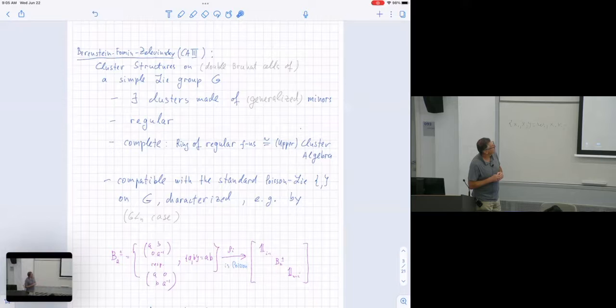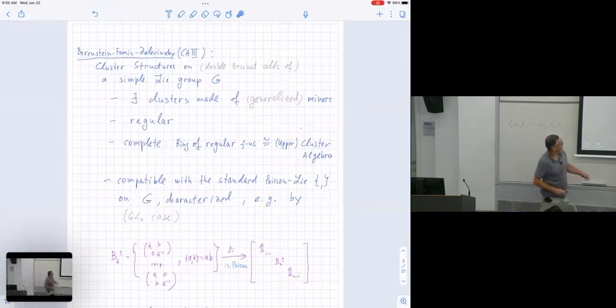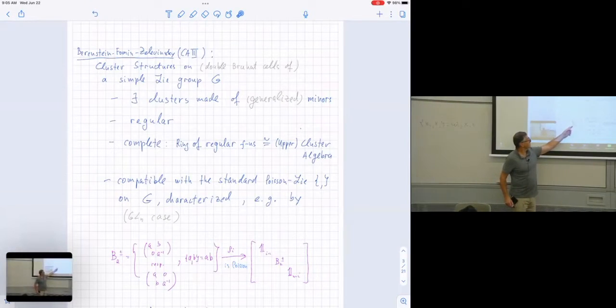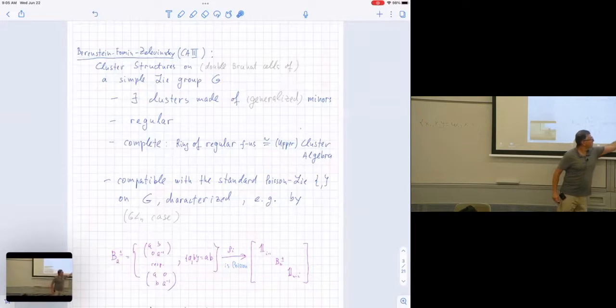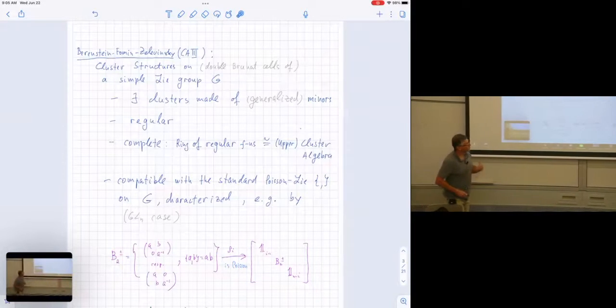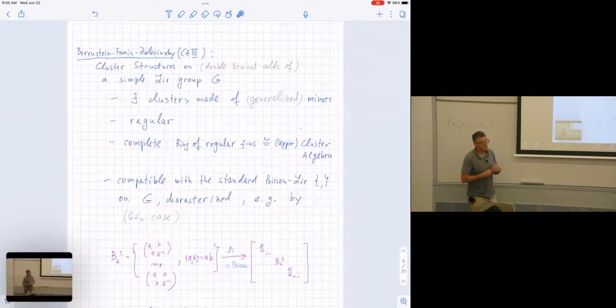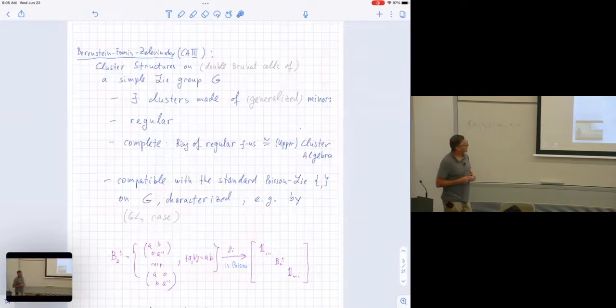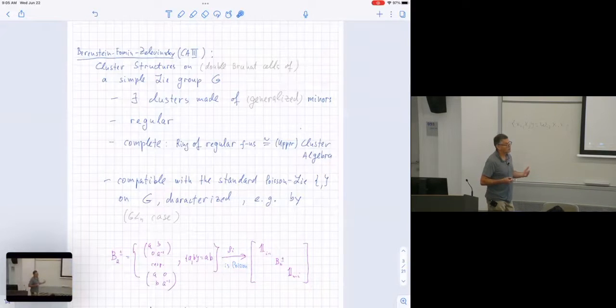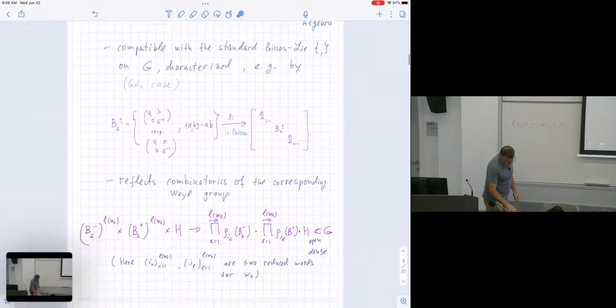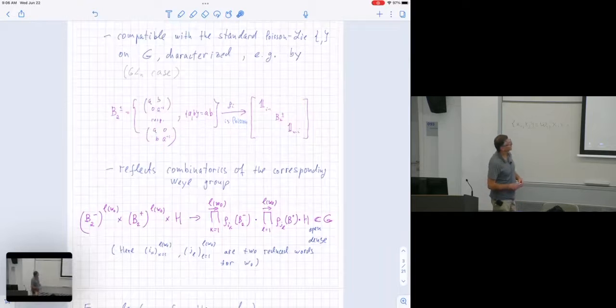There are many ways to characterize it, but I think the most transparent one is the following. Let's consider just the 2x2 triangular groups, upper and lower triangular, with coordinates a and b, and a very simple Poisson bracket of this sort. I can embed these subgroups into GL_N in the following way. This is a canonical embedding. And what I require is that this embedding is Poisson. It's one of the many ways to describe this quadratic Poisson structure. But if you write it down in coordinates on GL_N, it will not be as simple. And another property of the structure is that it reflects the combinatorics of the corresponding Weyl group.